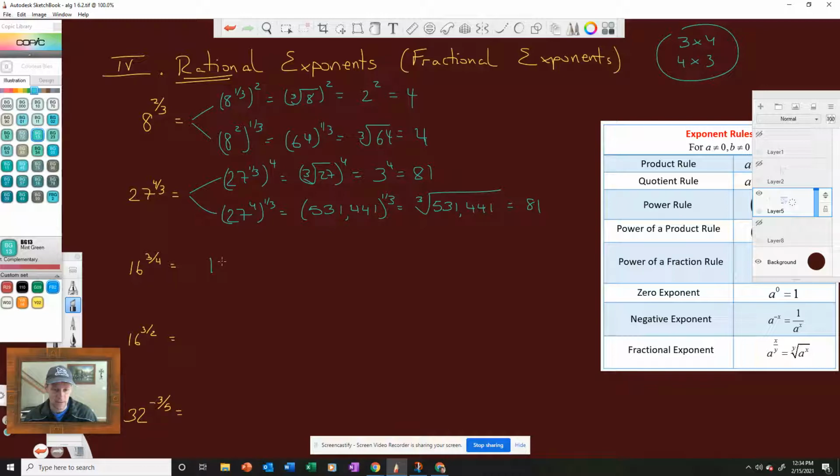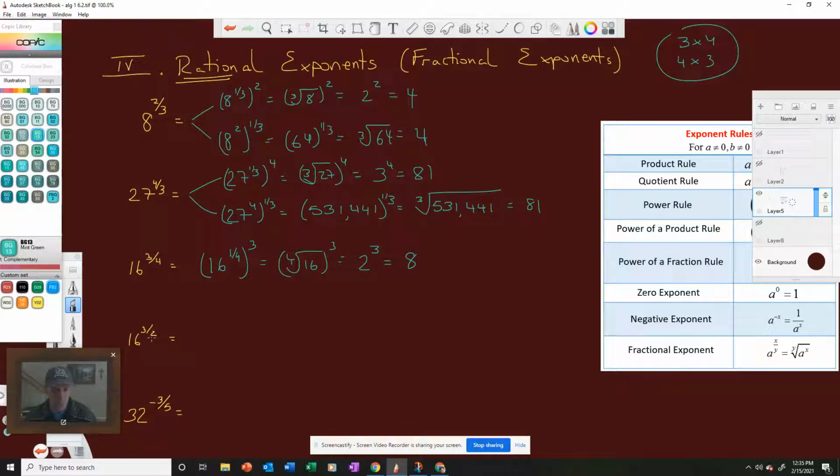Here's what you should have done. I would have done this. So 3/4 is 3 times a fourth. So I'm going to do 16 to the 1/4 cubed. So it's the fourth root of 16 cubed. That's 2 cubed, which is 8. You get it? Cool. What about 16 to 3/2?